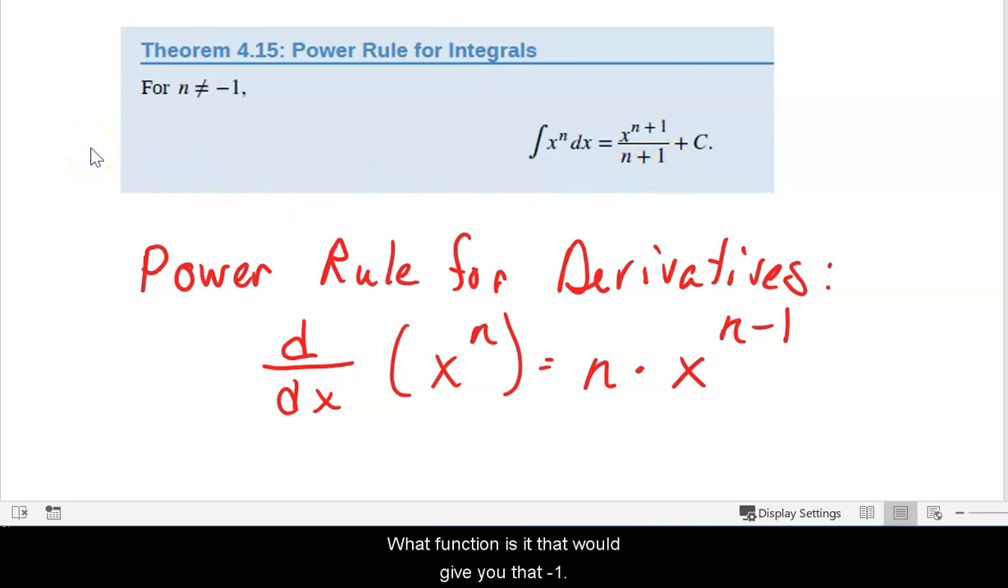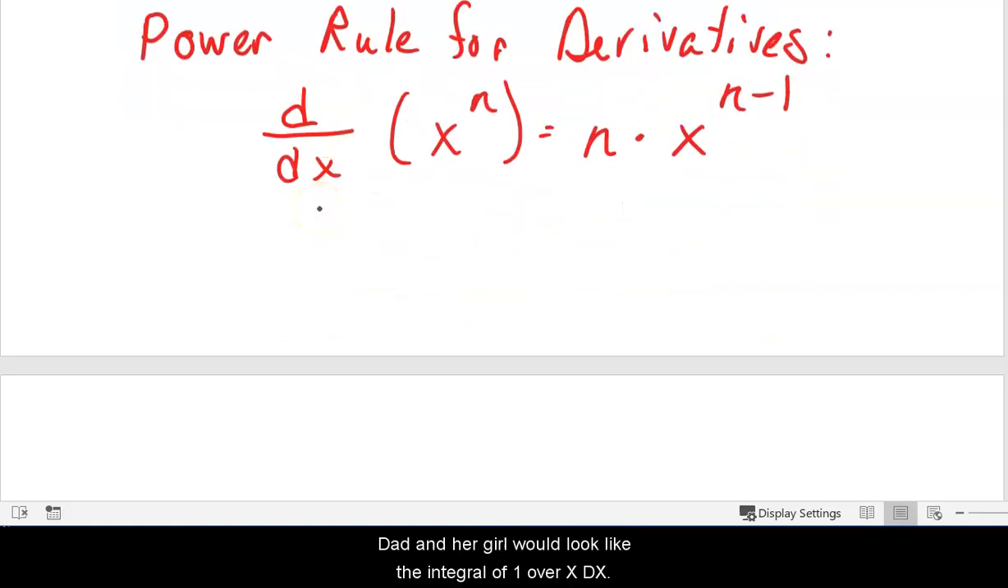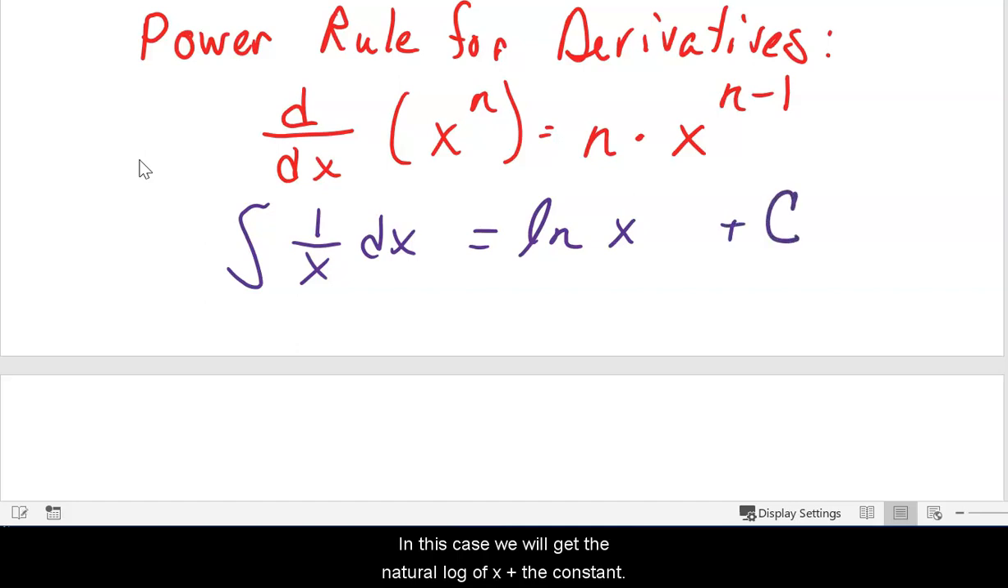What function is it that would give you that -1? If we're to rewrite the integral, let's take a look at that integral very quickly. That integral would look like the integral of 1 over x dx. What function did we know that had a derivative of the form 1 over x? If you think about it, you'll remember that the function whose derivative gave you 1 over something was natural log. In this case, we will get the natural log of x plus the constant.